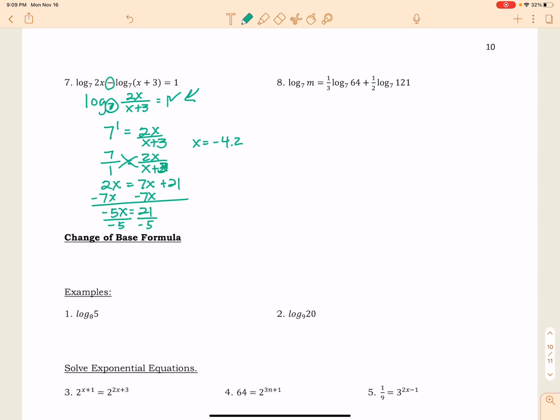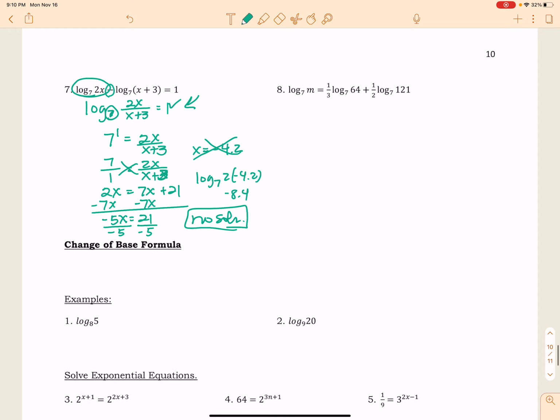So let's substitute this in here. I'm going to use this first term. So I've got log base 7 of 2 times negative 4.2. That's going to give me a negative 8.4. I can't take the log of a negative. So for this particular problem, there is no solution.